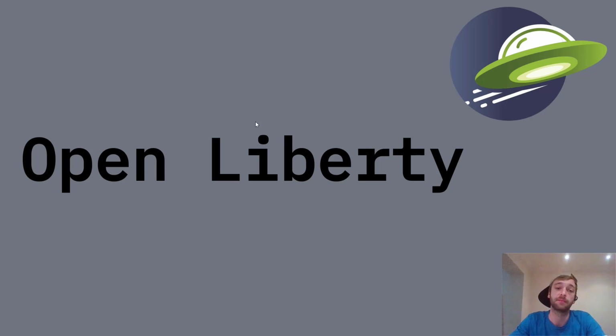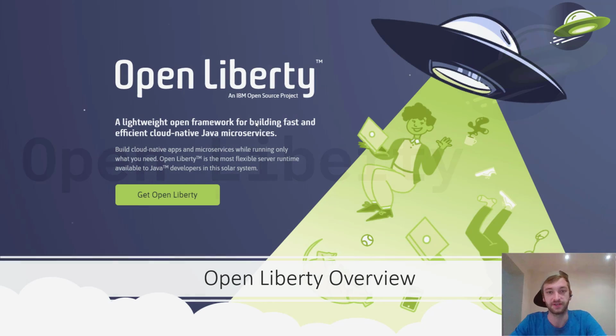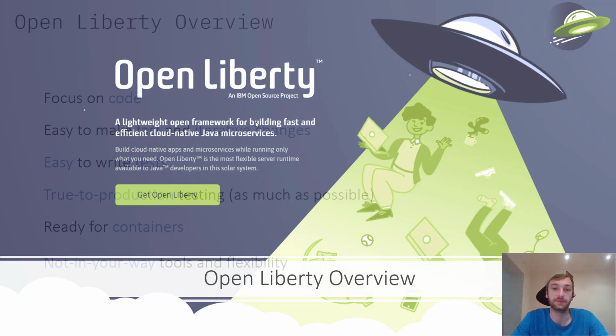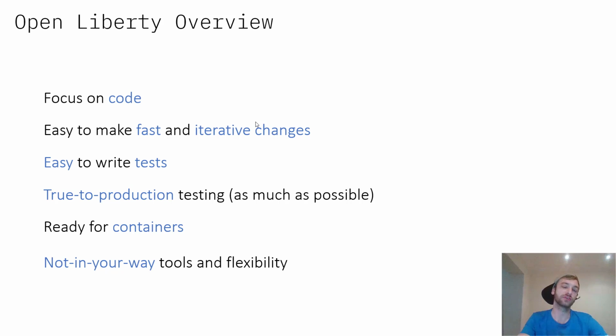Now I'm going to talk a little bit about OpenLiberty. So what is OpenLiberty? It's a lightweight open source framework for building Java microservices. Basically, we took feedback from all the time we've been developing WebSphere, and we wanted to create something that was really friendly for developers to create code on. And that's where OpenLiberty came around. So we tried to focus on code, make it really easy to write tests, and this is a production environment.